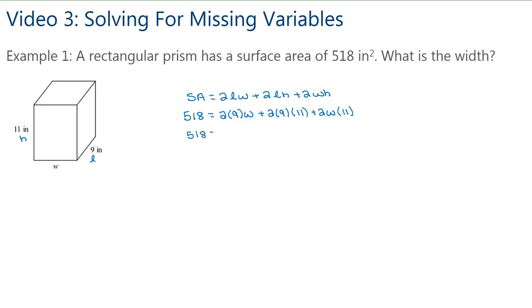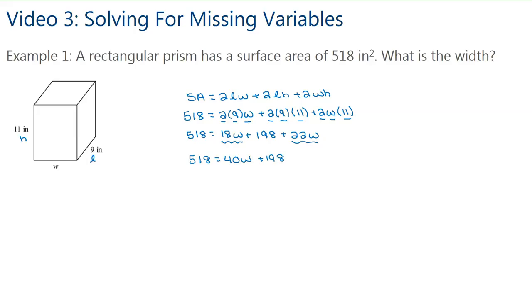So now on the right-hand side, I can multiply some terms together here. 2 times 9 times W, that works out to be 18W. Now 2 times 9 times 11 is 198. And 2 times W times 11 works out to be 22W. Now I can add my like terms together. 18W plus 22W, that is 40W.